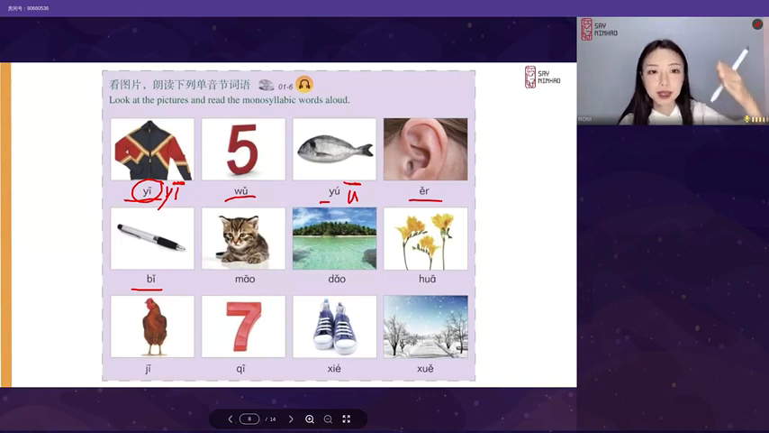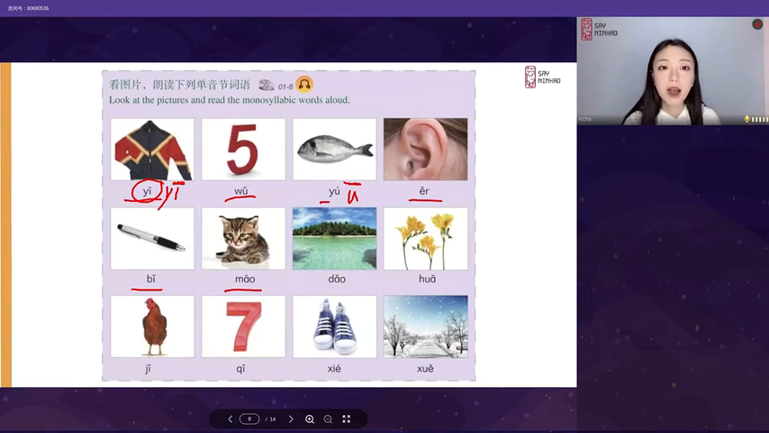Next one, another third tone. It is b, o, the initial b, the final o, and the tone is third tone, bo. Next one is m, ao, mao, we already learned it. It means cat. Next one is d, ao, dao, initial d, final ao, and the tone is third tone, dao, which means island. Next one is h, ua, hua. The initial is h, and the final is ua, and the tone is first tone. That is hua. Next one, initial is j, and the final is i.